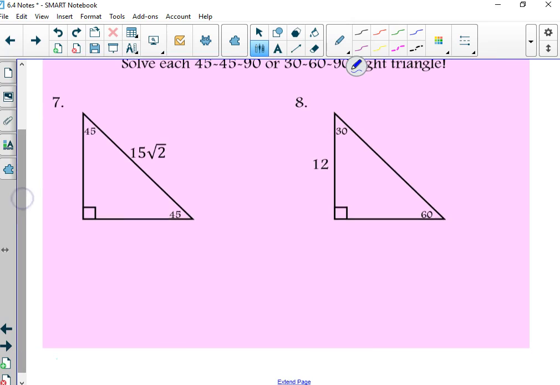Keep going. We have a 45, 45, 90. These are the same. 2 legs the same, so we're going to divide by radical 2. Why divide? Because we're going from the hypotenuse, the longest side, to the legs, which are shorter, smaller. So 15 radical 2, divide by radical 2, they cancel, leaving us 15.